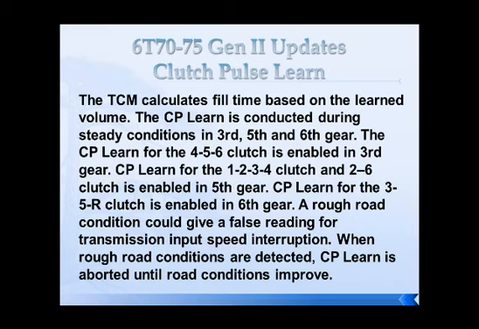If you read this information that's on your screen, we're going to use a technology called clutch pulse learn. Chrysler uses this, Allison uses this, and of course the GM 6-speed here uses this. What we're intentionally going to do is put the transmission in 2 gears at one time. We're going to basically lock the transmission up as you go down the road. We're going to measure the amount of time it takes for the input speed to react to that intentional lockup issue to determine what our adapt values should be. So as you can see, the 4, 5, 6 clutch, we're going to enable that in 3rd gear, 1, 2, 3, 4, and 2, 6 clutch, 5th gear, and of course the 3, 5 reverse clutch, we're going to learn that in 6th gear.